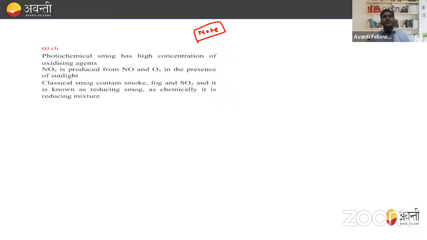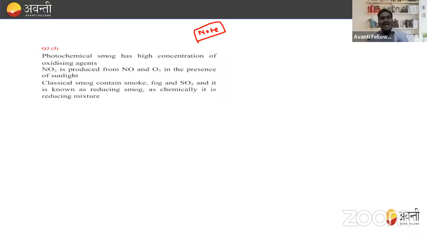Okay, so photochemical smoke has a high concentration of oxidizing agent, whereas London smoke has a high concentration of reducing agent. This point must be remembered, right? Photochemical smoke has a high concentration of which? Oxidizing agent, while London smoke has a high concentration of reducing agent. Point number one is clear?